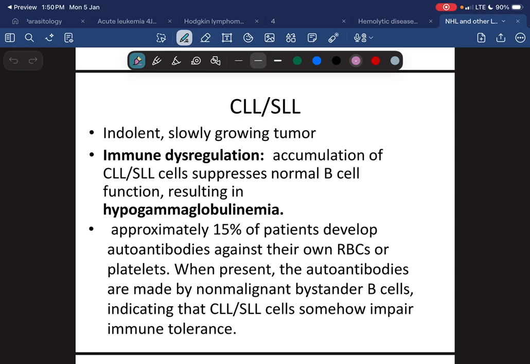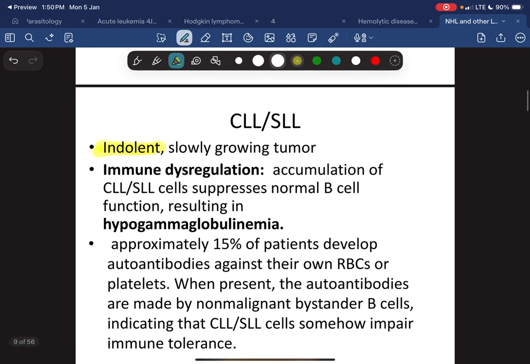The course of CLL and SLL is indolent, a slowly growing tumor characterized by immune dysregulation with accumulating cells suppressing the normal cell function. So we have hypogammaglobulinemia with increased risk of infection. About 15% of patients with CLL develop autoantibodies against their own RBCs.